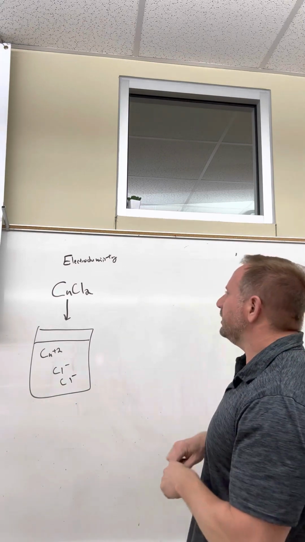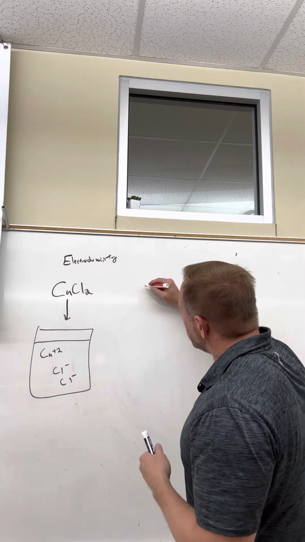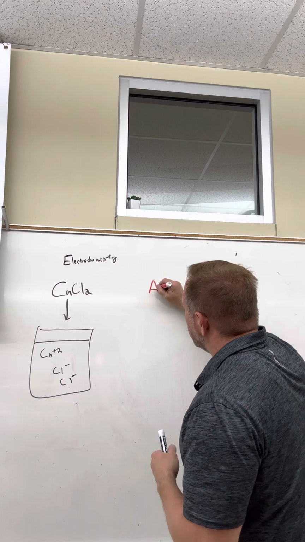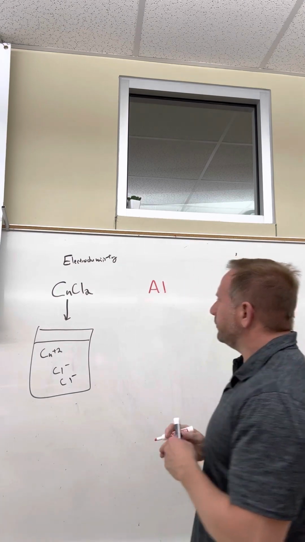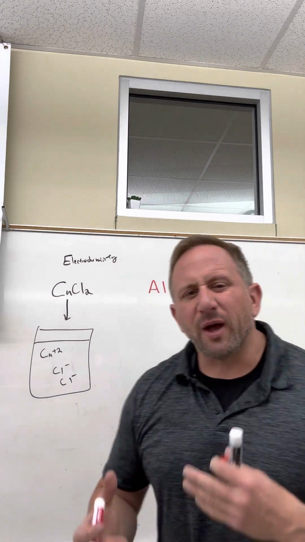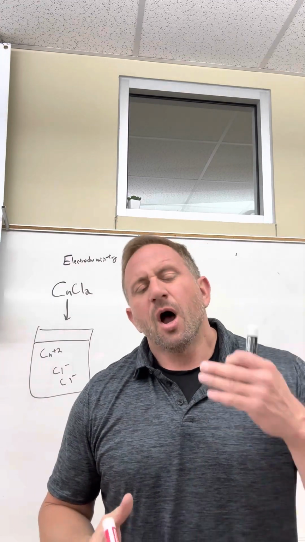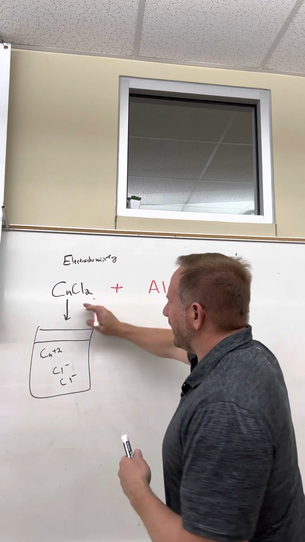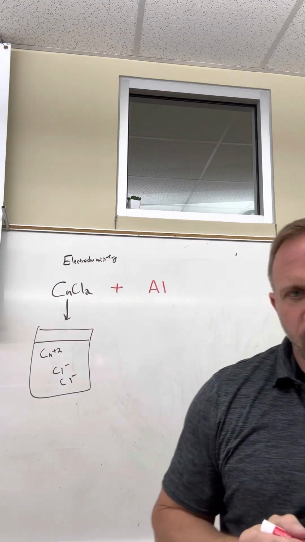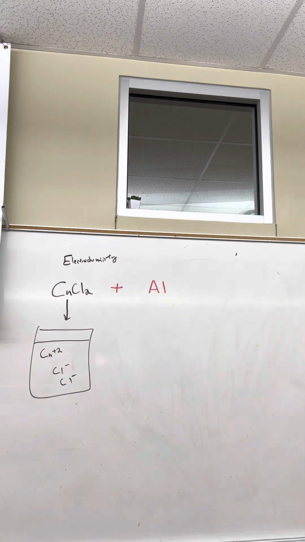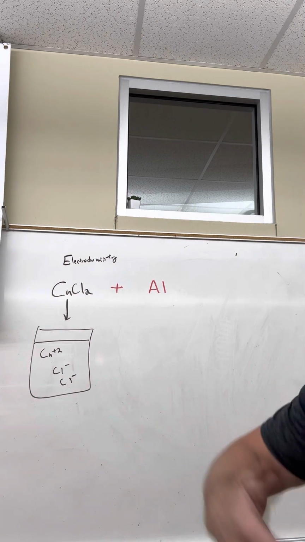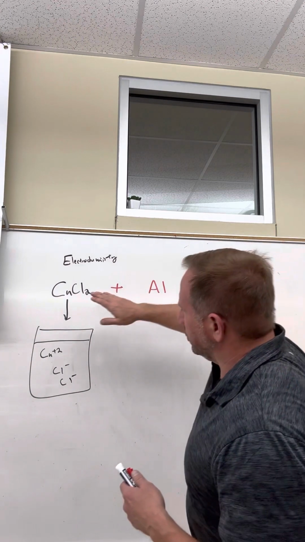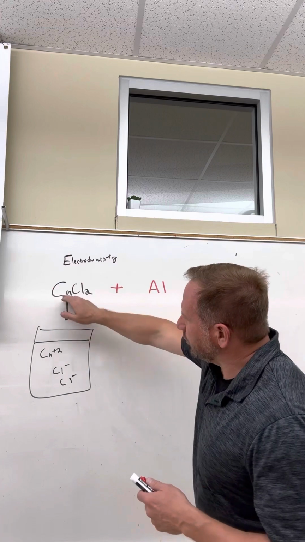Okay, let's look at another solution over here. We're going to take ourselves aluminum. Now, let's theoretically think of what's going to happen here. Aluminum and copper 2 chloride can react. Now, back in the pre-AP chemistry days, you would look at this and go, oh, that's going to be a single replacement reaction.